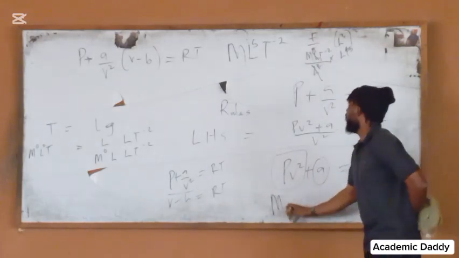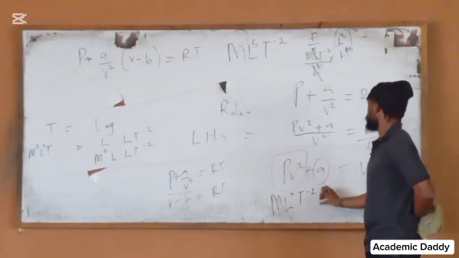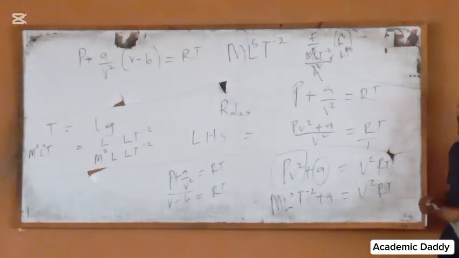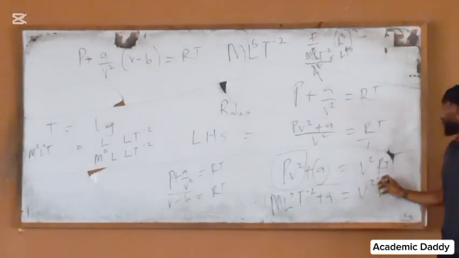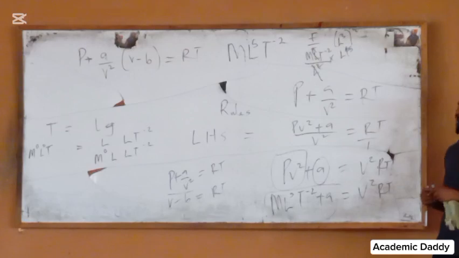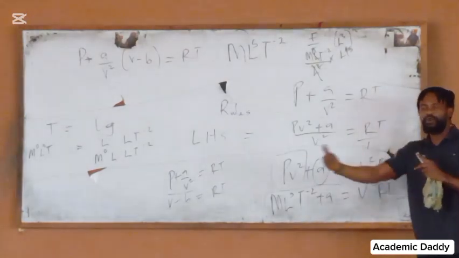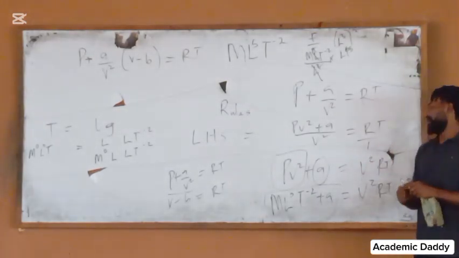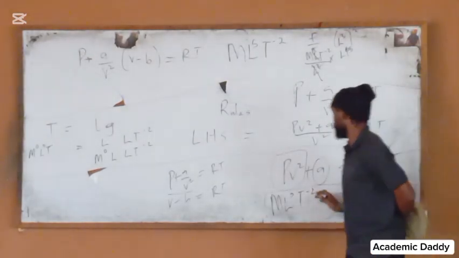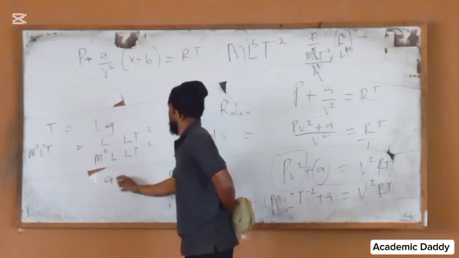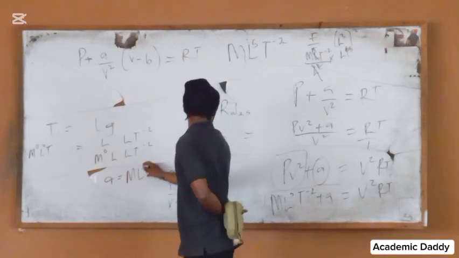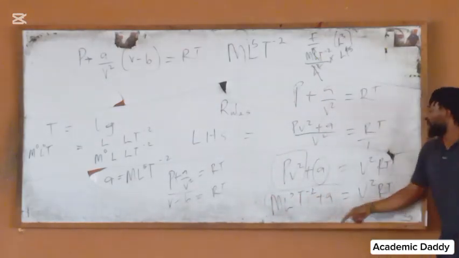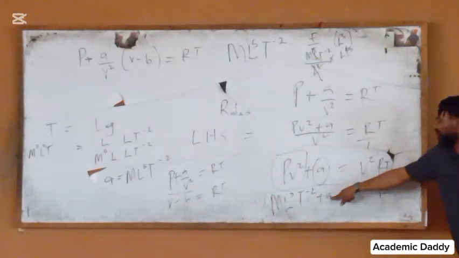So I just have ML5T minus 2 plus A equals V square RT. It's the same thing as saying once I'm solving here, ignore everything on this side to find A. My business is simply applying that rule that for it to be added or subtracted, it means that they are the same thing. So A will simply be equal to what I've gotten. So A is simply equal to ML5T minus 2.